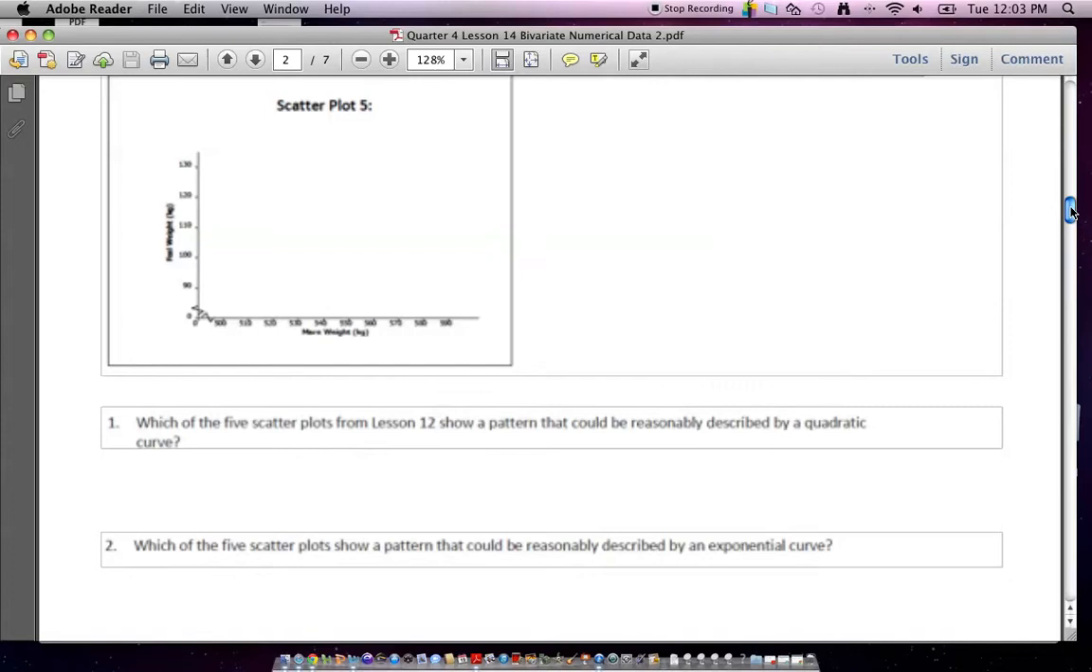I don't know why there's no dots on scatter plot number 5. Oh, there's dots. I don't see dots. Yeah, right, we can draw our own. Lily, what do you think?